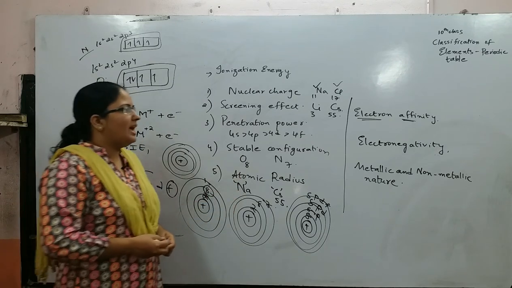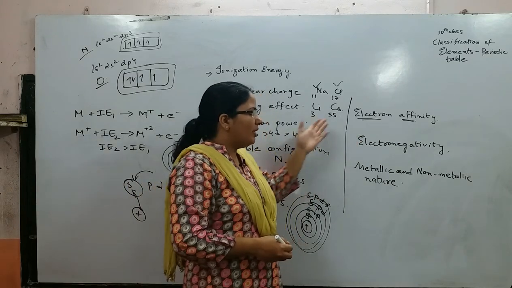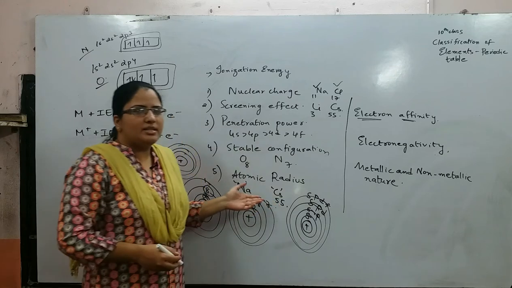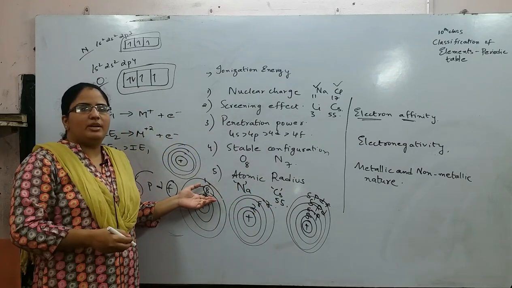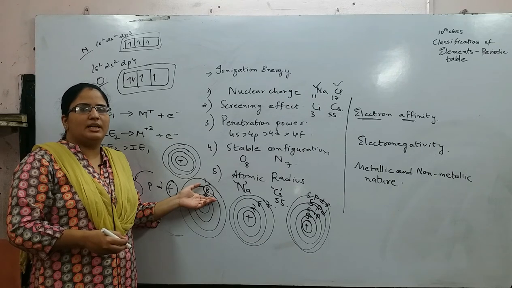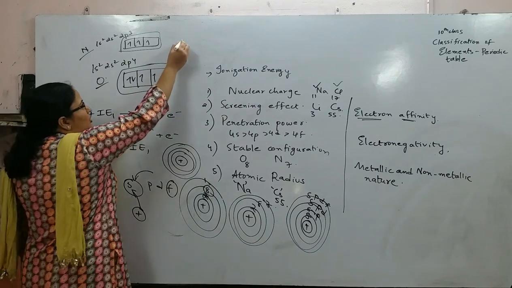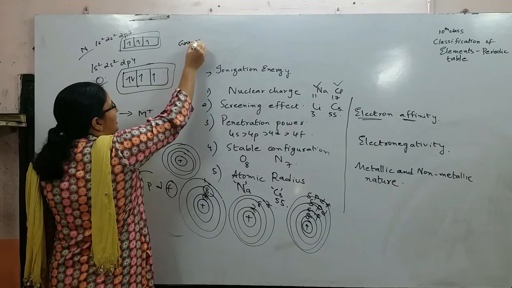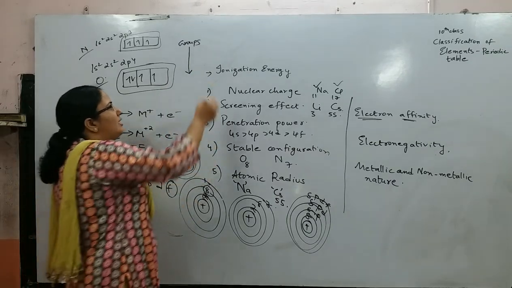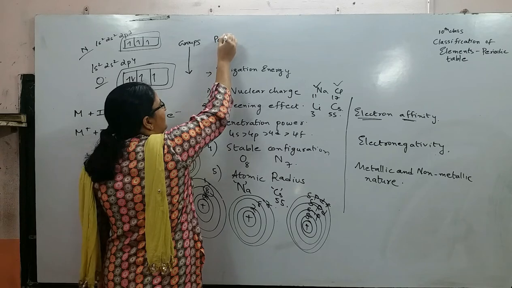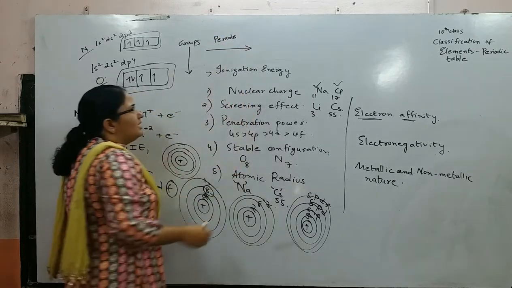Our next topic we have is electron affinity. Now, before going to that, let us see how the ionization energy varies in group and period. Down the group, ionization energy decreases. For groups, ionization energy decreases because of the increase in atomic radius. For periods, ionization energy increases across a period.